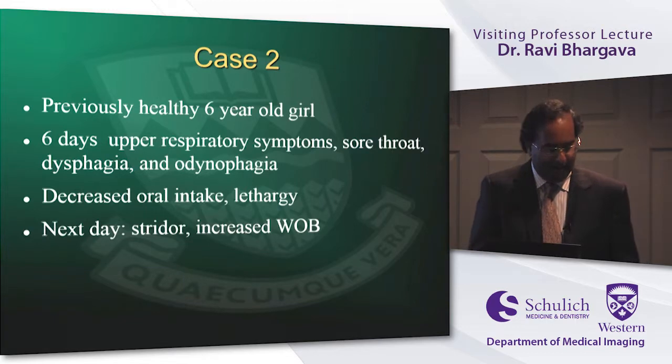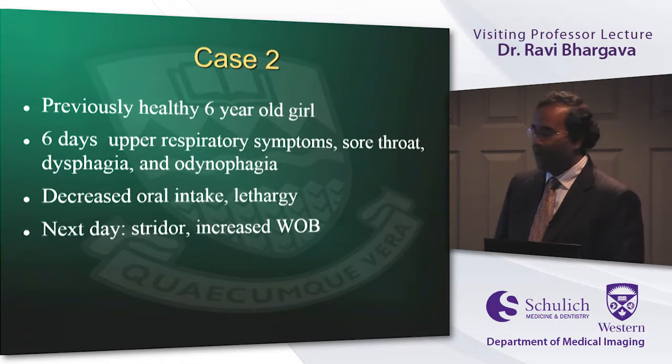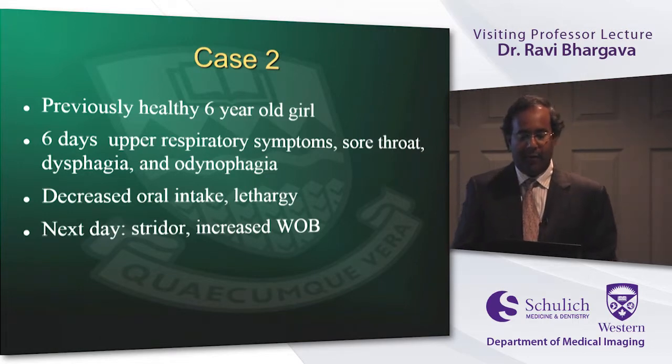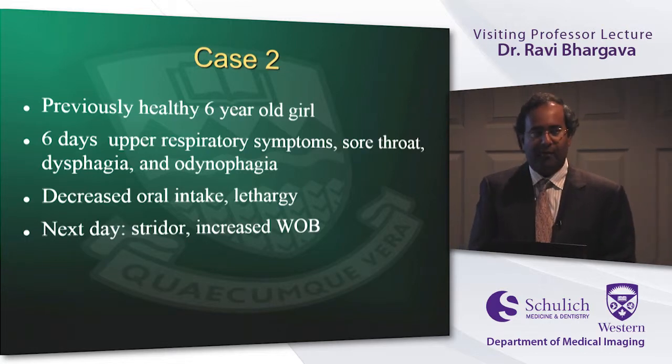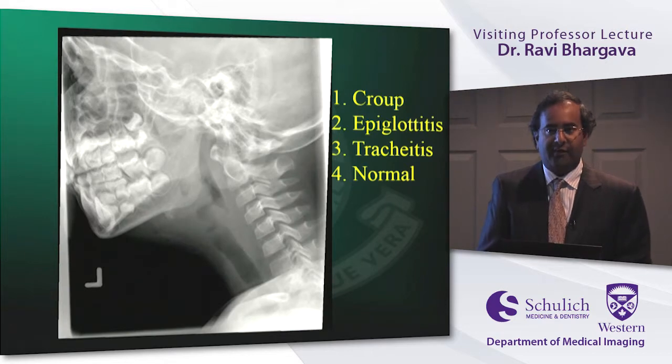Okay, so let's look at the next case. The next case is a previously healthy 6-year-old girl. She presents with 6 days of upper respiratory symptoms, predominantly composed of a sore throat, difficulty swallowing, and odynophagia. She's had decreased oral intake, she's lethargic, and the next day she shows up with stridor and increased work of breathing. She has a soft tissue radiograph of the neck.